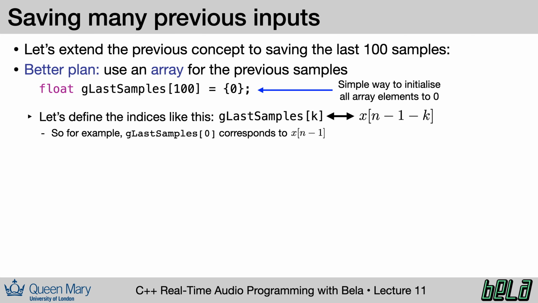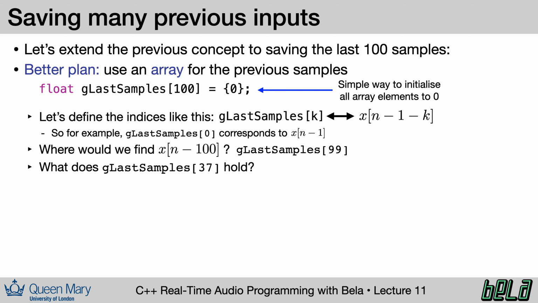gLastSamples of k corresponds to the expression x of n minus 1 minus k. So in this case, gLastSamples of 0 corresponds to x of n minus 1, gLastSamples of 1 corresponds to x of n minus 2, and so forth. On this basis, how would we find the value of x of n minus 100? This would be stored in gLastSamples of 99. Or, conversely, what value of x is stored inside of gLastSamples of 37? In this case, it's x of n minus 38.